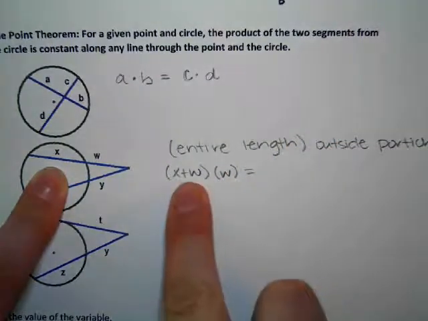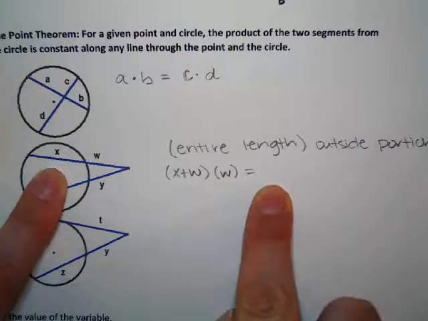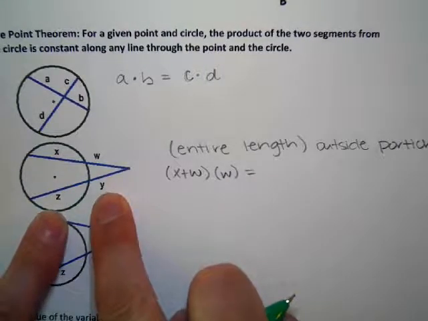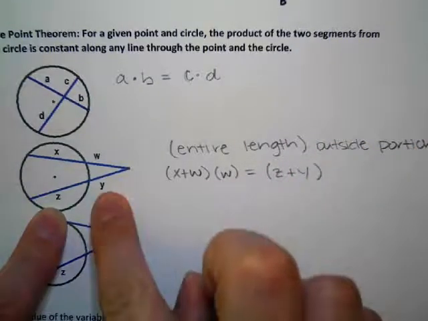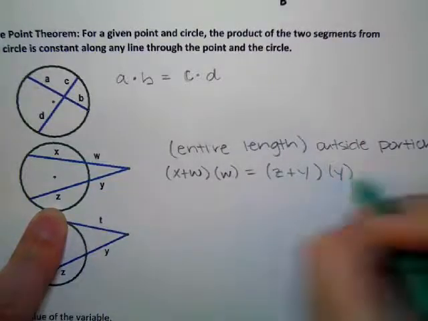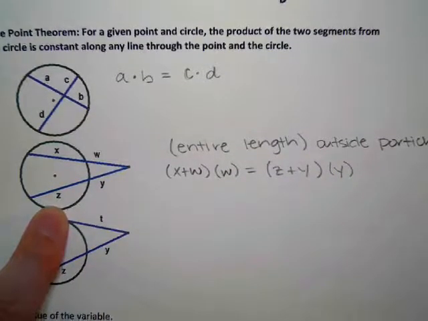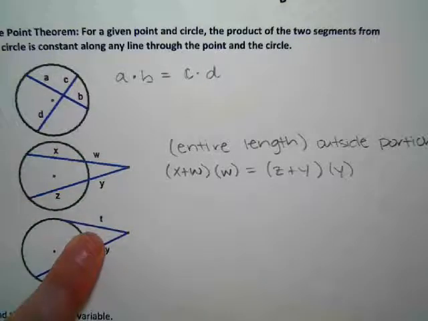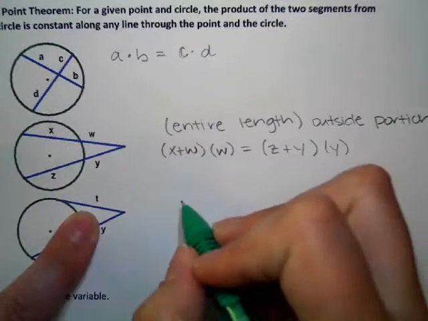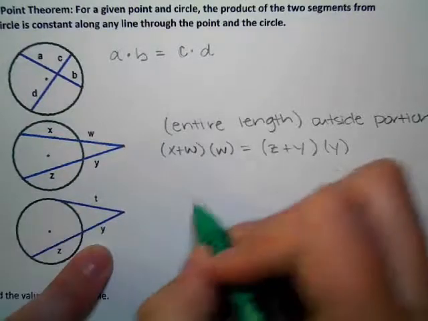Does that make sense? The entire length times the outside portion equals the entire length, which is z plus y, times the outside portion, which is y. So the entire length times the outside portion. Does that make sense? Is it only for that exact shape? It works for the other one too, which you'll see in a second, because you'll be like, but this one, the length is the outside portion? To which I say, yes, exactly. So you just multiply it by itself? Yes, exactly. Okay, so let's do the next one.